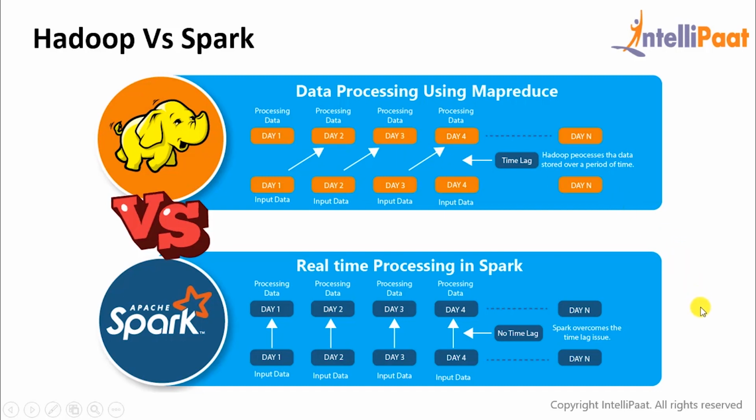On the other hand, real-time processing involves a continual input, process, and output of data. So it provides an organization the ability to take immediate action in times when acting within seconds or minutes is significant. So Spark helps in achieving this real-time processing. Again, as we can see over here in this figure, the data which is generated on day 1 is processed on day 1 itself, and there is no time lag in processing. So that's the major difference between Hadoop and Spark.